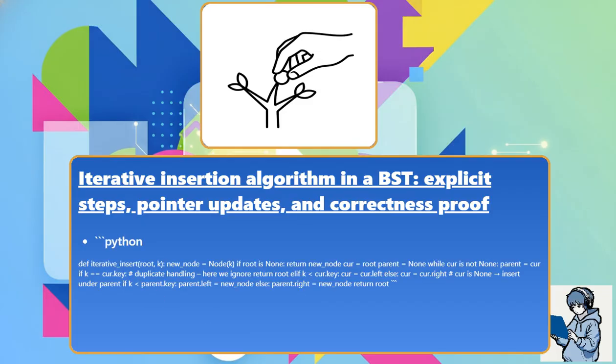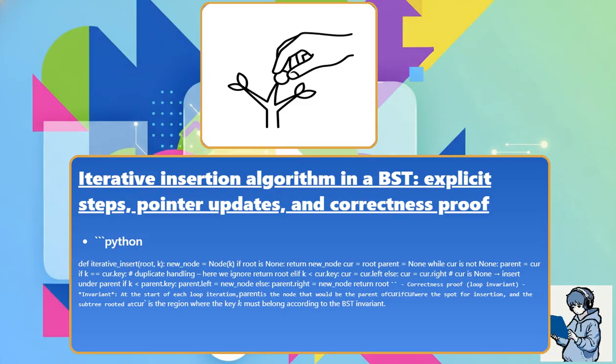Pseudocode. Define function iterative_insert taking root and key. Create new node as Node(key). If root is None, return new node. Set current to root and parent to None. While current is not None, set parent to current. If key equals current.key, return root. Else if key is less than current.key, move current to current.left. Else move current to current.right. After the loop, if key is less than parent.key, set parent.left to the new node, else set parent.right to the new node. Return root. Correctness proof: loop invariant.